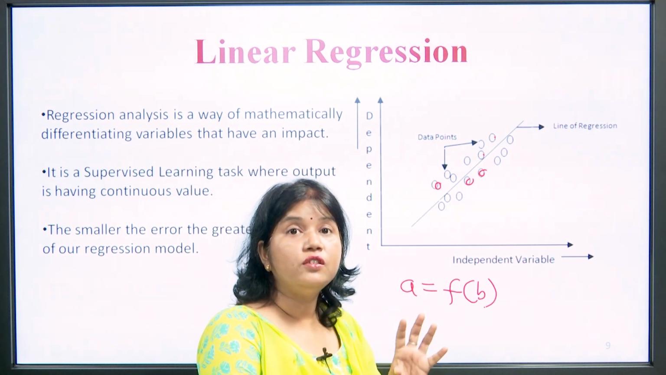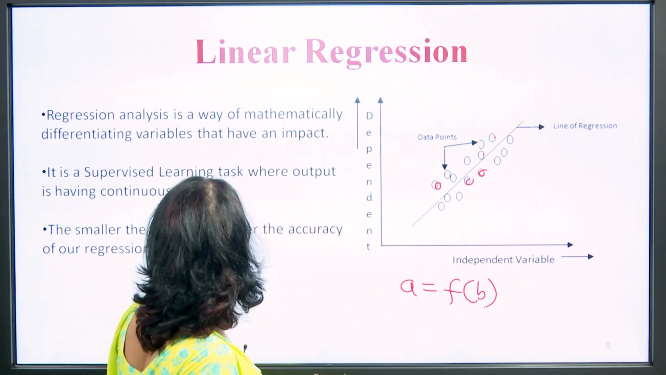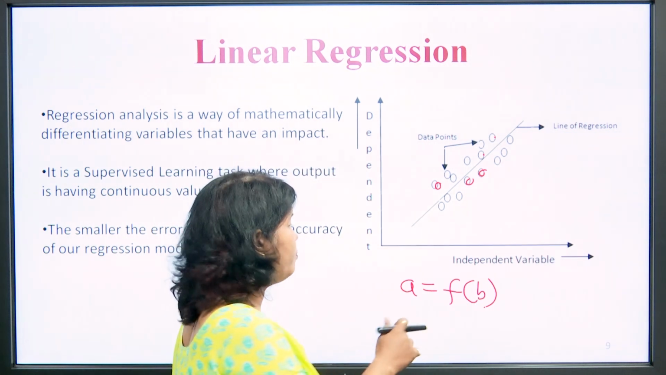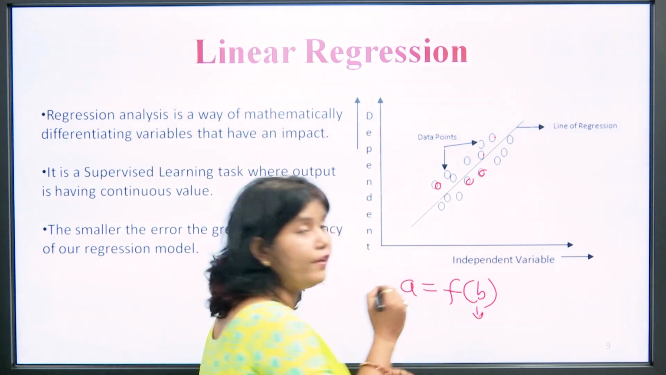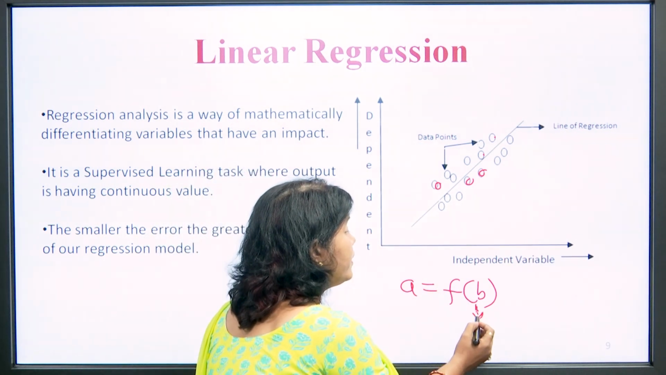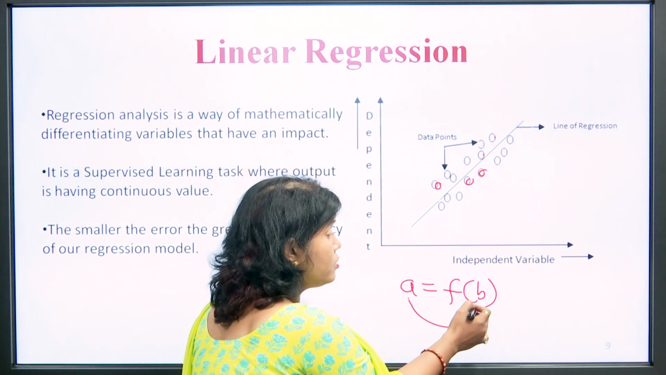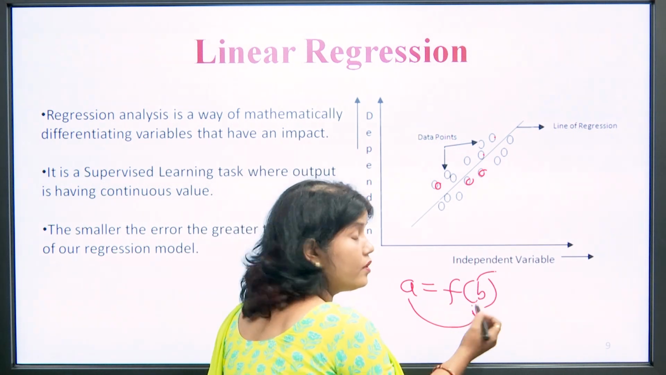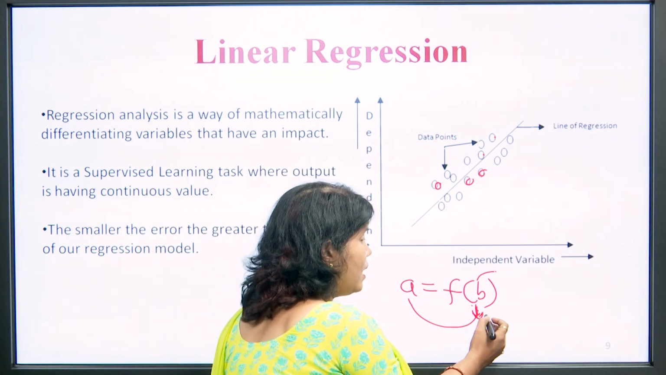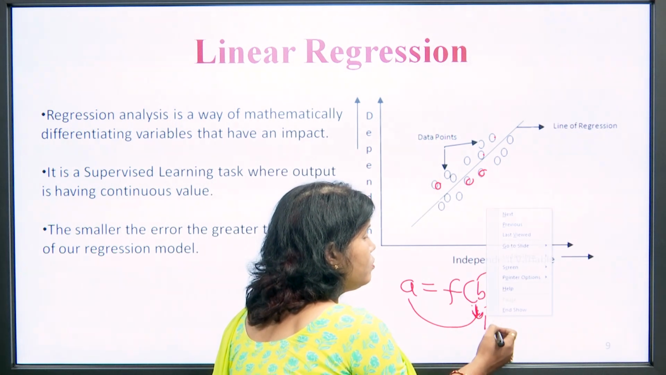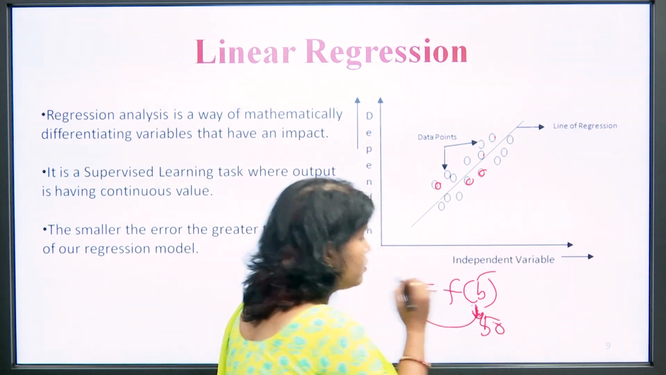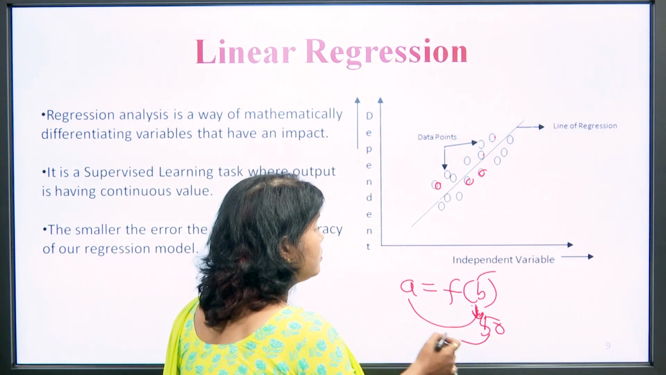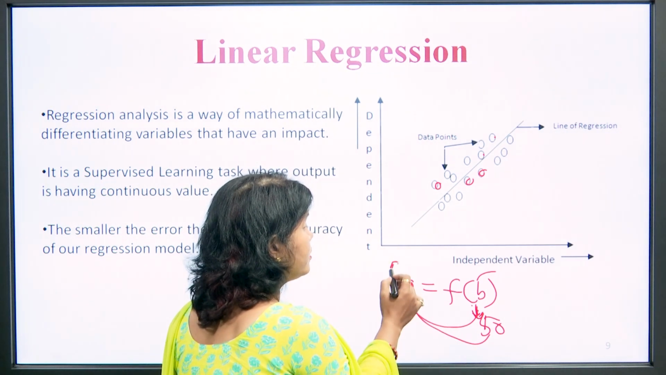Regression is categorized into linear or non-linear, there are two types of regression. If the value is dependent upon a single variable, this is the independent variable. Suppose you have taken the marks, 50%, you have opted 50% marks, and this is dependent upon the result.